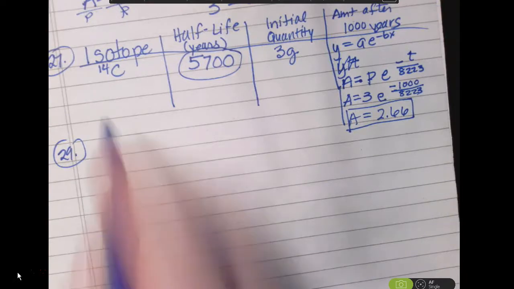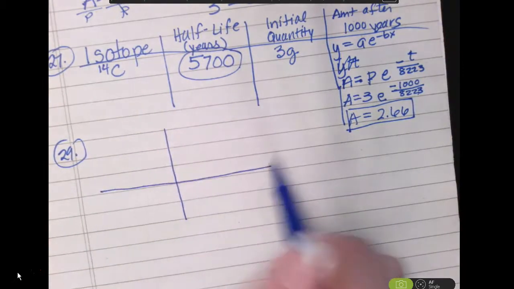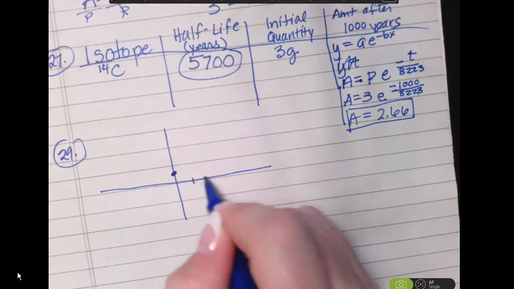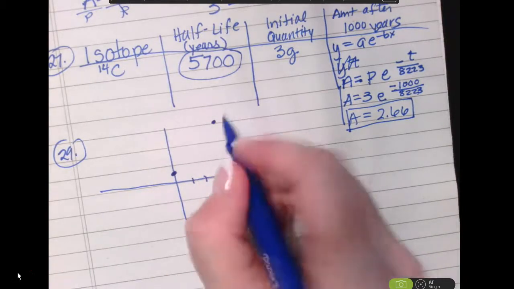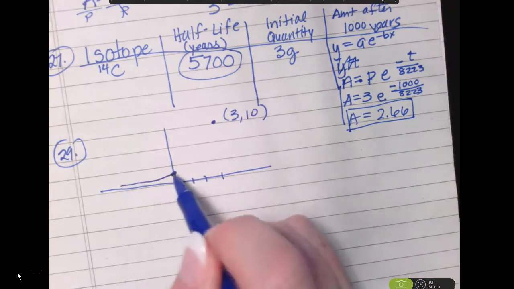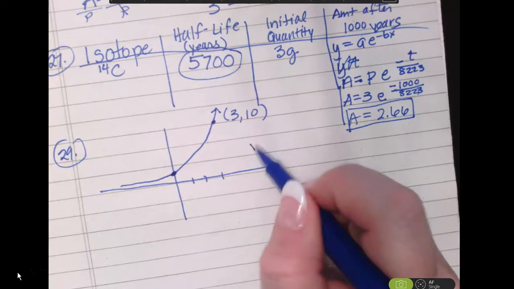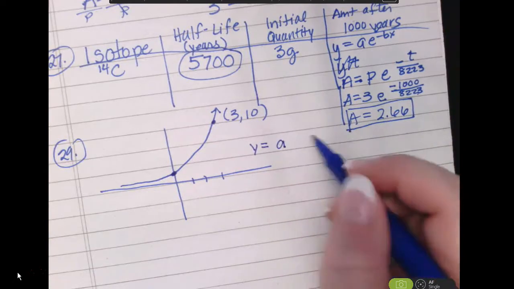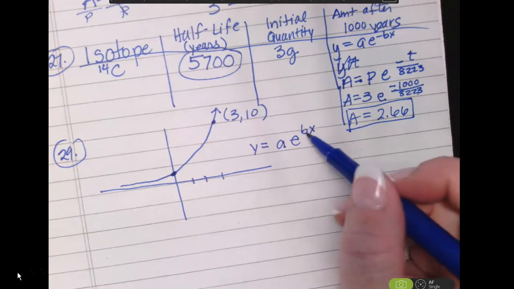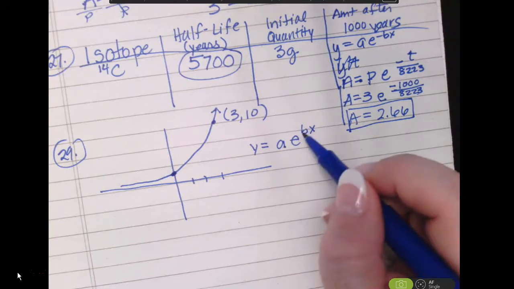Okay, so we're given a graph in number 29, and I'm going to just sketch it here. We've got a point 0, 1, and we've got the point 3, 10. And it's a growth function. And we're looking for the exponential model y equals a e to the bx that would give us this growth model. So basically I need to find out what a and b are.